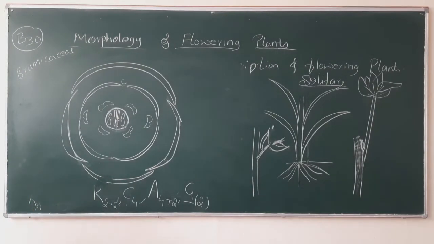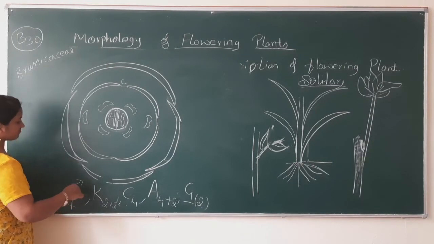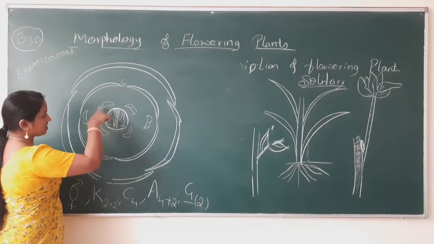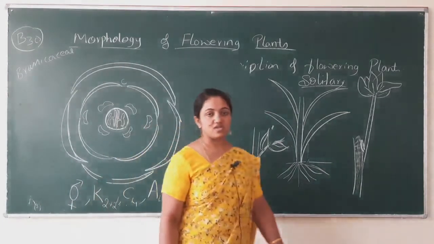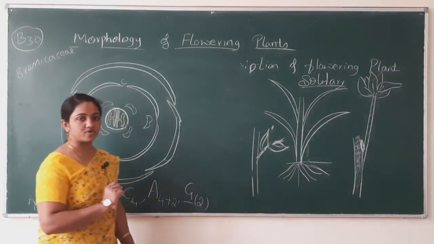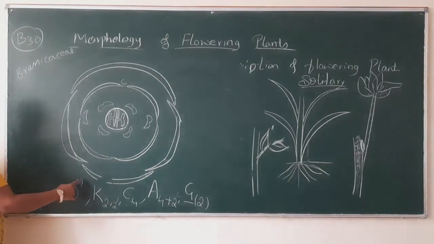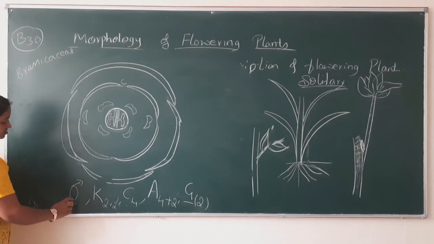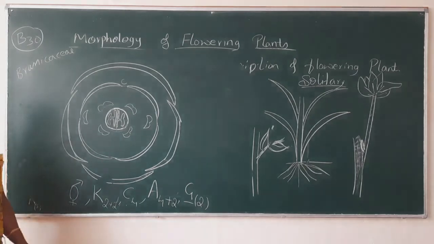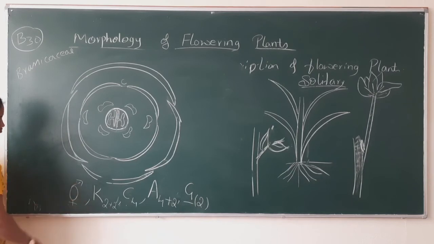Now this is a bisexual flower, my dear students. Bisexual means this flower consists of both female and male reproductive organs. Sometimes in a unisexual flower, it will have only one type of reproductive organ. At that time, what do you have to write? You have to show only the male symbol. So this symbol indicates the male, and this symbol indicates the female. If both sexes are present, what do you have to write? You have to write the plus and arrow mark symbol in the floral formula.